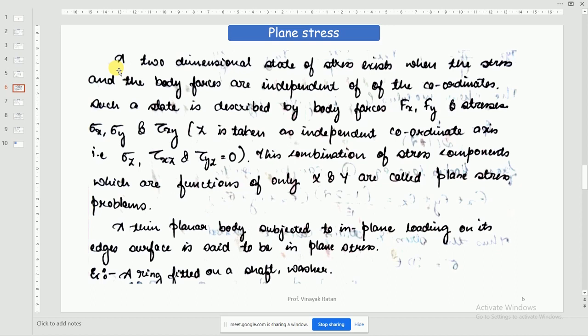What do you mean by plane stress and plane strain? Have you come across these two words earlier? Yes, sir. So can you tell what plane stress and plane strain are? Where have you come across these words? What does this mean?